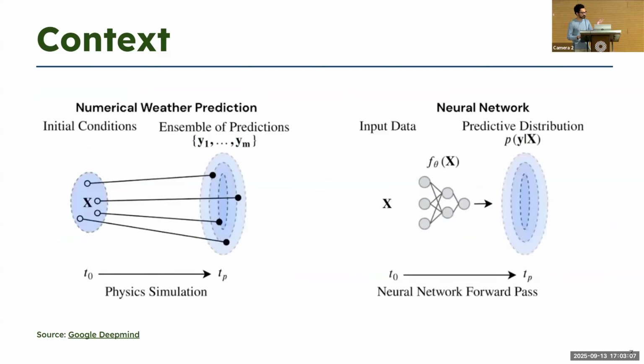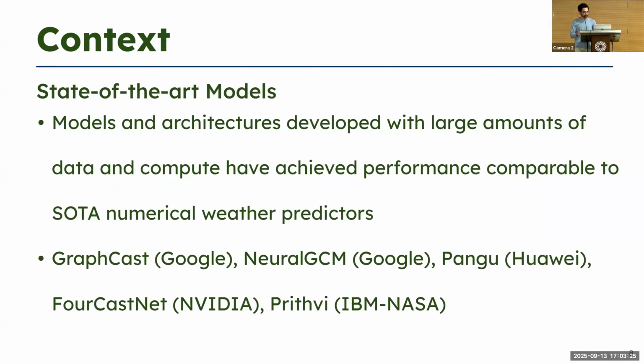NWPs take initial conditions and they roll out a physics simulation to get an ensemble of predictions if you're perturbing the initial conditions. But the neural network-based models take the input data, and try to learn a distribution over it so that when we roll it out in the future, it tries to emulate that distribution.